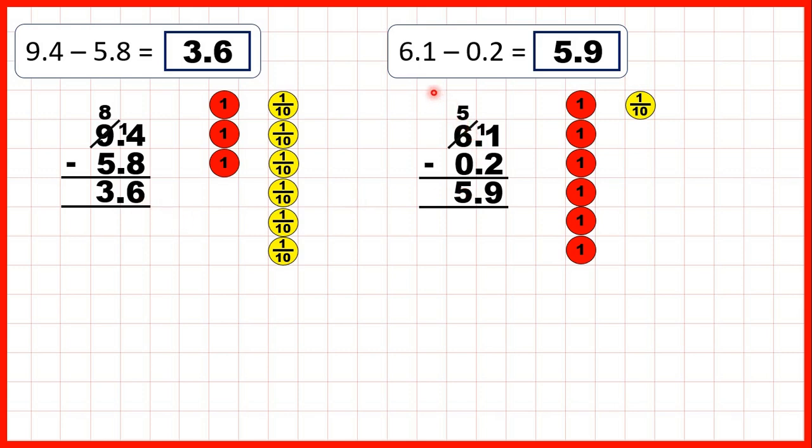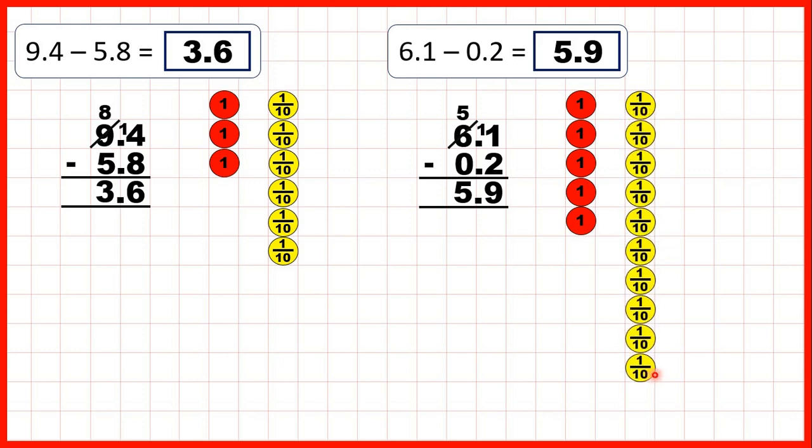Now for this question, we started with 6.1, so that's 6 ones and 1 tenth, and we needed to take 2 tenths away. We can take away 1 tenth, exchange, and then take away our second tenth to leave us with 5 ones and 9 tenths, so 5.9.